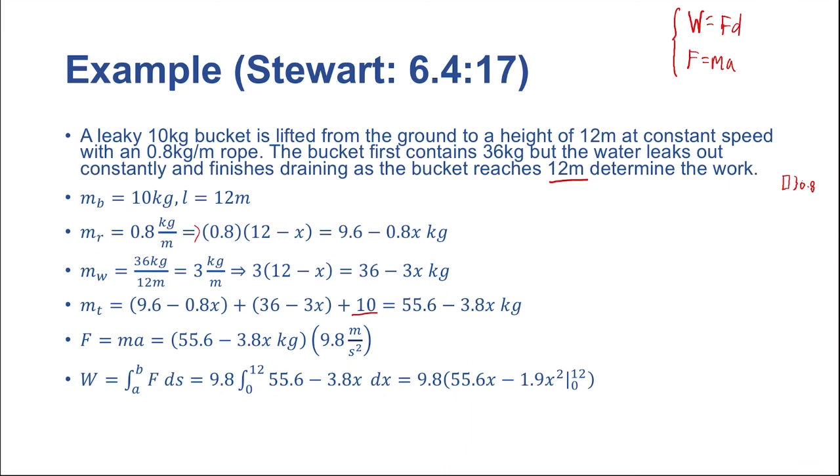The work is equal to the integral between a and b of F ds, which is equal to 9.8 times the integral from 0 to 12 of (55.6 minus 3.8x) dx, which is equal to 9.8 times (55.6x minus 1.9x squared), evaluated between 0 and 12. And now once we do all of that math out, that's going to approximate to 3,857 joules. We should always be careful that we're using an approximation symbol here. So 3,857 joules is the solution for this work problem.